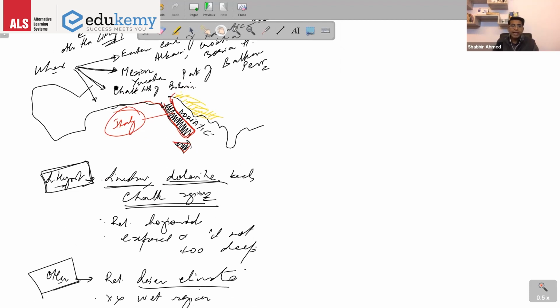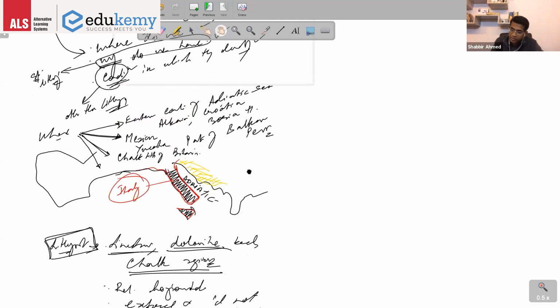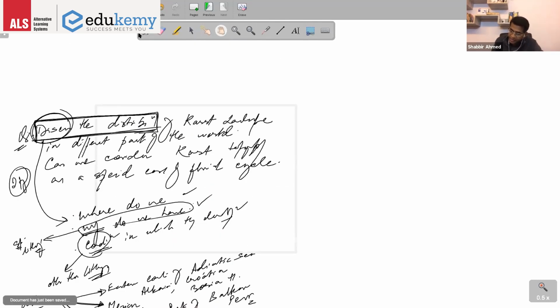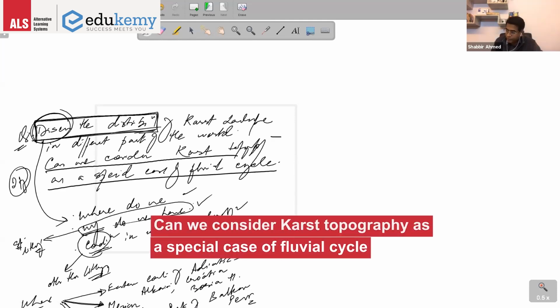But how to organize this? Looks like you're discussing the distribution. That is important. Okay? So take note of that. The next point I asked was, can we consider the karst topography as a special case of fluvial cycle?